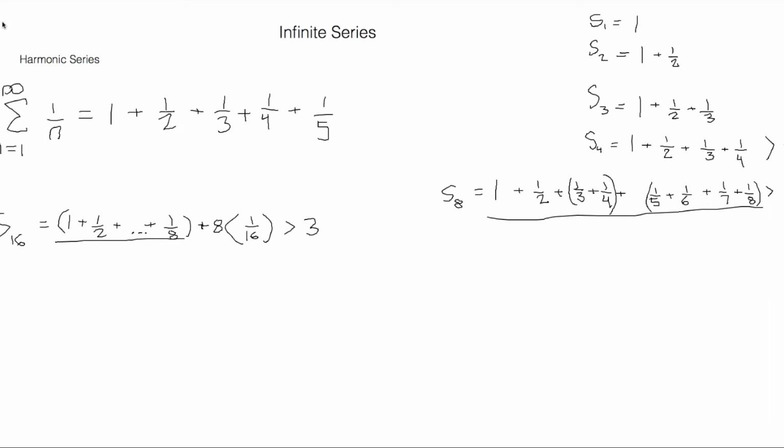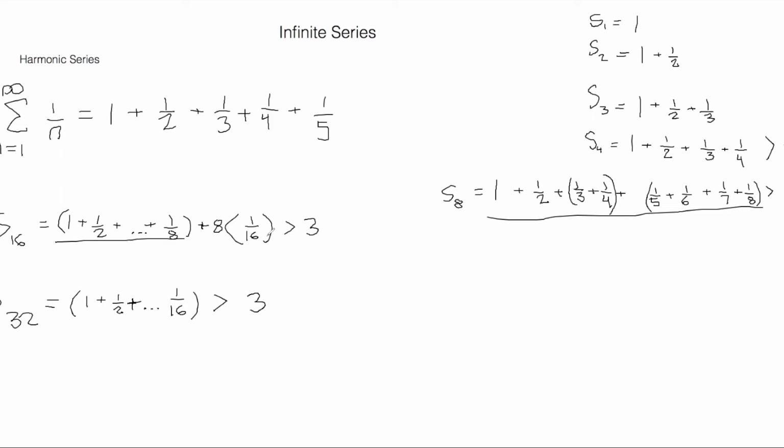And then I think we should maybe just do one more of these for S sub 32. So we're going to start with 1. We're going to add 1/2, 1/3, 1/4, skip a few, and then we're going to add 1/30 plus 1/31 plus 1/32. So we already know that everything starting with 1 and then going to 1/2 and then ending eventually with 1/16 is all greater than 3.